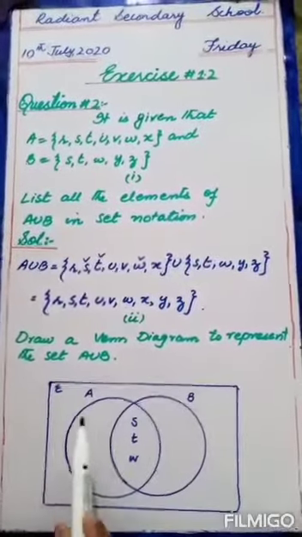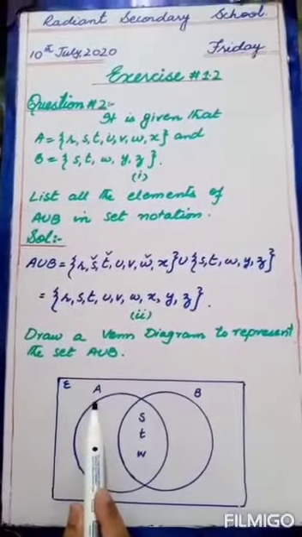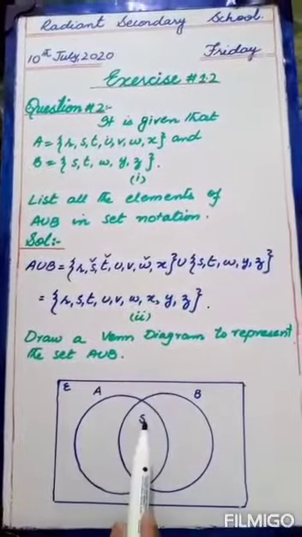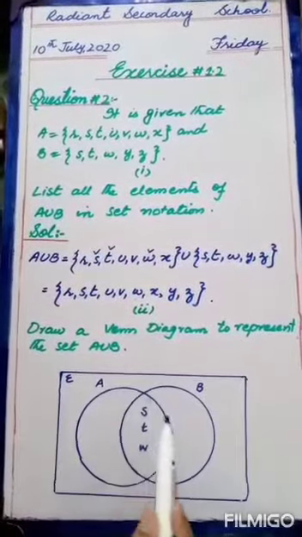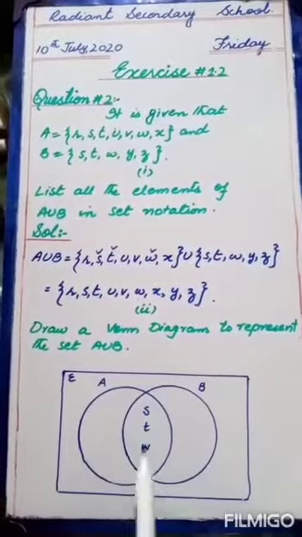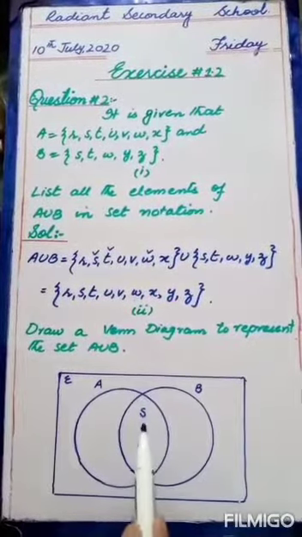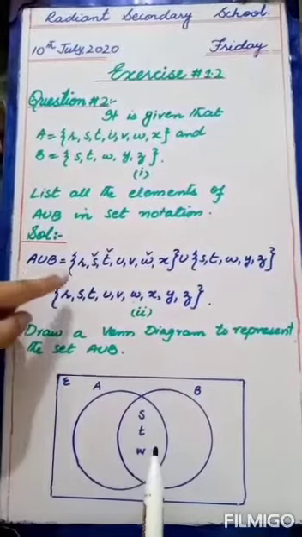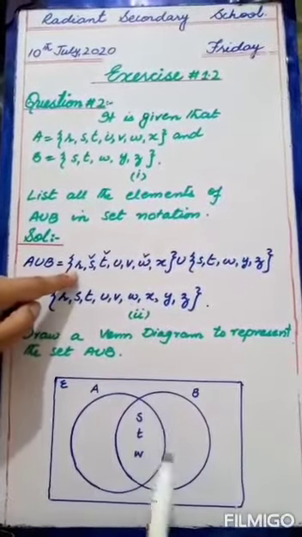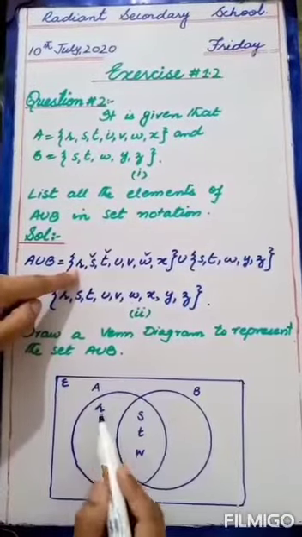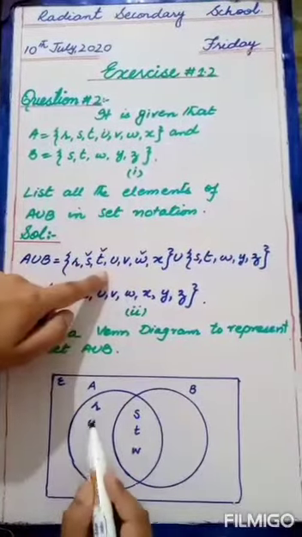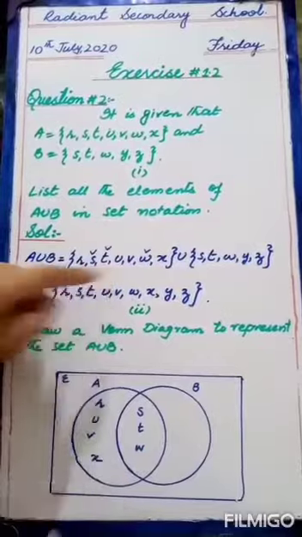Okay, now we will write the elements of A. Rest of the elements will be written. We have written S, T and W because this area is included in A, and S, T and W is already written. So we will not write S, T and W again. We will write the rest of the elements. First of all, R is there. R, U, V and X.